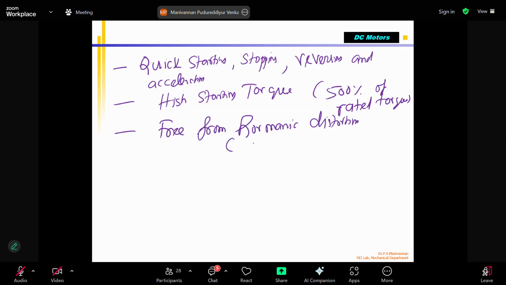Which is one of the drawbacks in AC type motors, that is induction motor and synchronous motor, which we are going to see. The harmonic distortion: because you are applying AC voltage, they will generate first harmonic, second harmonic, third harmonic. They will interfere with nearby equipment, electronic devices, and control systems. That is not there in the case of a DC motor.